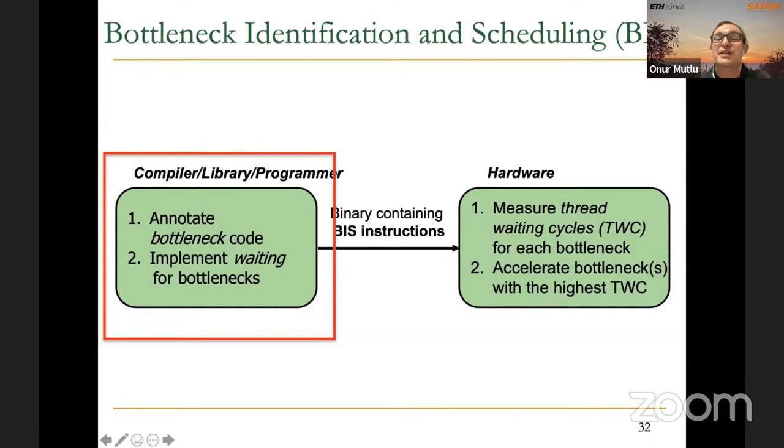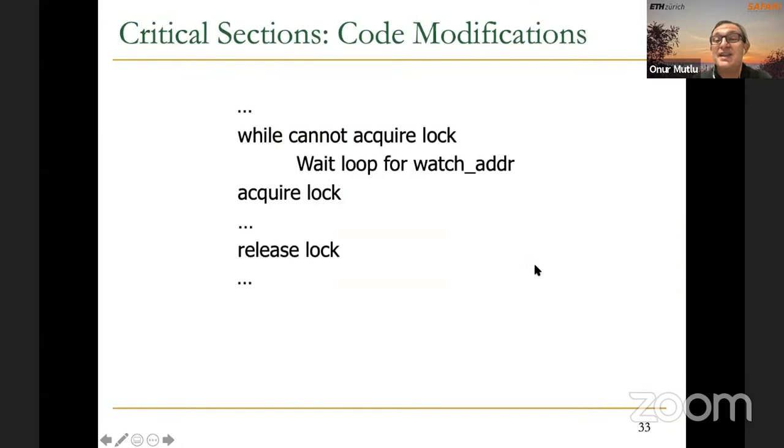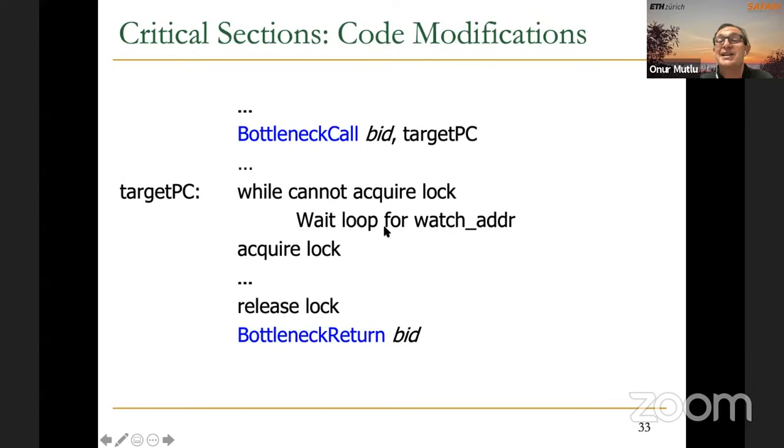So let's take a look at the compiler and library support. Basically, what are the code modifications that we need? So this is a critical section, right? While you cannot acquire the lock, you wait, watching for an address, and then you acquire the lock when the address changes, and then you execute the critical section and you release the lock. To make things easier to analyze, we outline the critical section call, just as a library call, right? If you program using libraries, that's what you would do anyway.